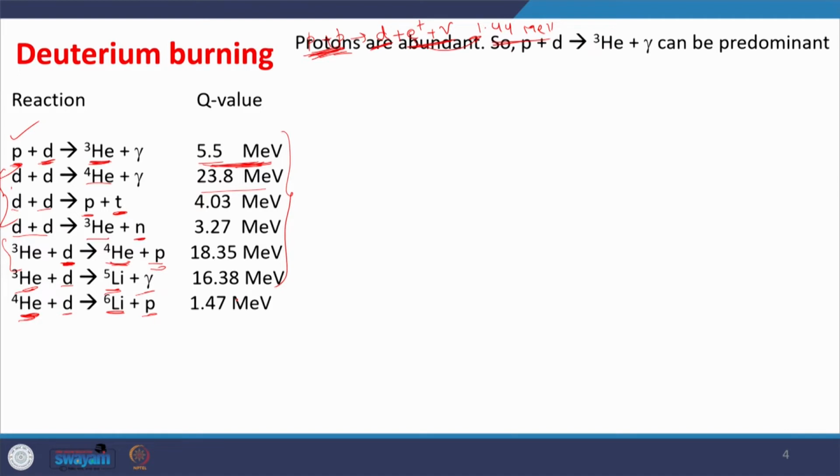Okay? So, remember, in all these, which is more probable? The question is which is more possible, more probable. See, in this, because protons are abundant when compared to other nuclides, naturally we can say that the predominant reaction is P plus D only, because when compared to proton, no other element is more abundant.